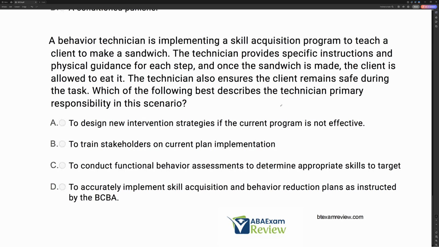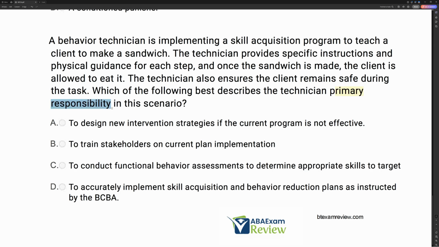A behavior technician is implementing a skill acquisition program to teach a client to make a sandwich. The technician provides specific instructions and physical guidance for each step, and once the sandwich is made, the client is allowed to eat it. The technician also ensures the client remains safe during the task. Which of the following best describes the technician's primary responsibility in this scenario? So we're looking at the role of the technician in this scenario, right? And it's a longer question, but it's not that difficult. Okay, what is their primary responsibility?